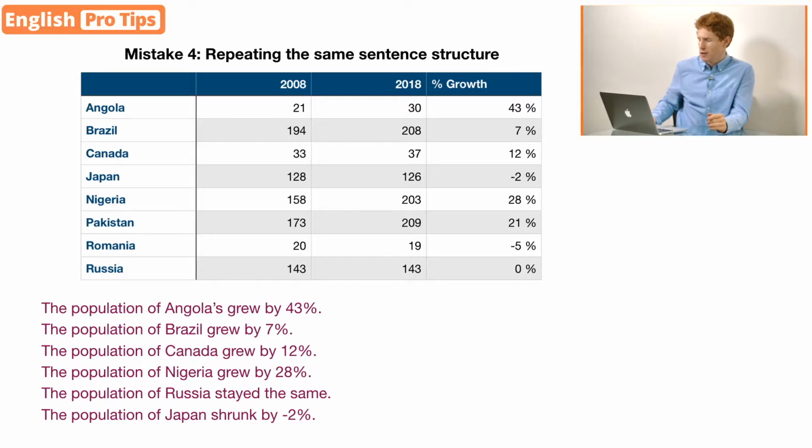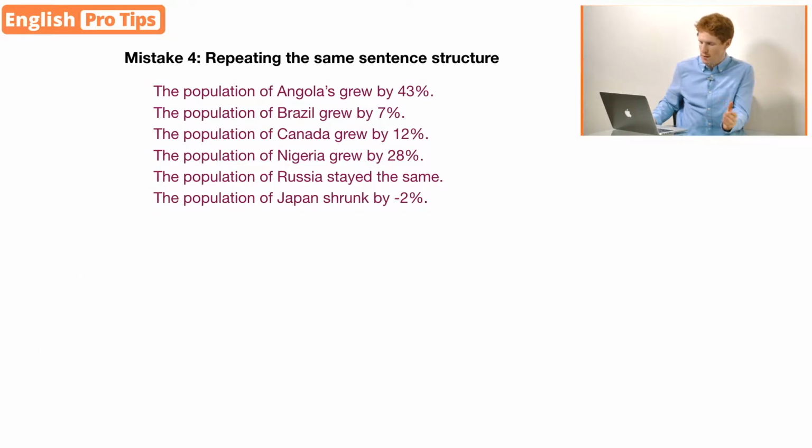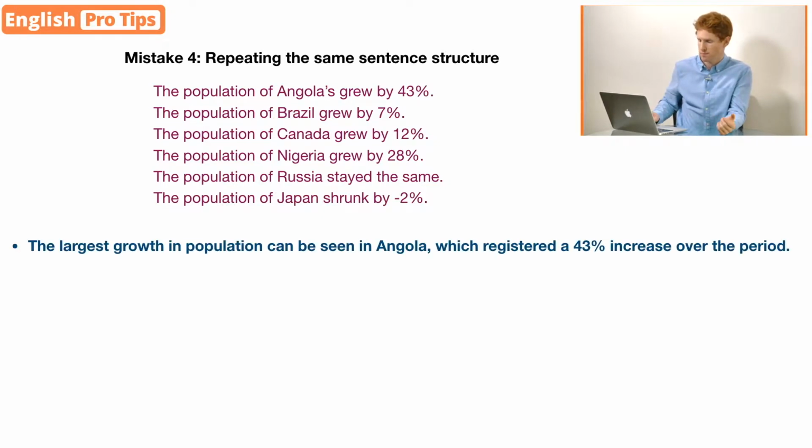Now, this is quite typical for low-level students. Low-level students tend to simply repeat the same sentence structure over and over again, while high-level students are able to come up with different grammatical structures to talk about the data. And this is something that you really need to be doing in your Task 1 answers. Let's have a look at some examples. So here are the repetitive sentences, and here are some other sentence structures that we can use.